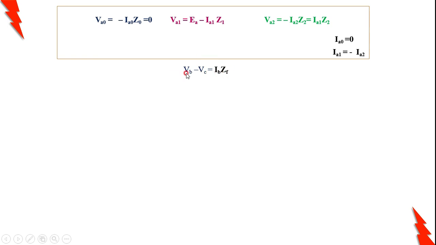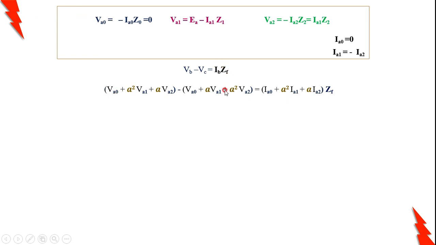Just go on substituting the values of VB and VC in terms of sequence voltages, and IB is also expressed in its sequence currents. Just observe here: I am putting for VB, VA0 plus A square VA1 plus A VA2. This minus, as it is here, instead of VC, I am putting VA0 plus A VA1 plus A square VA2. Then IB is replaced by IA0 plus A square IA1 plus A IA2. You can observe that VA0 is 0. Therefore, wherever VA0 is there in this equation, it is equal to 0.